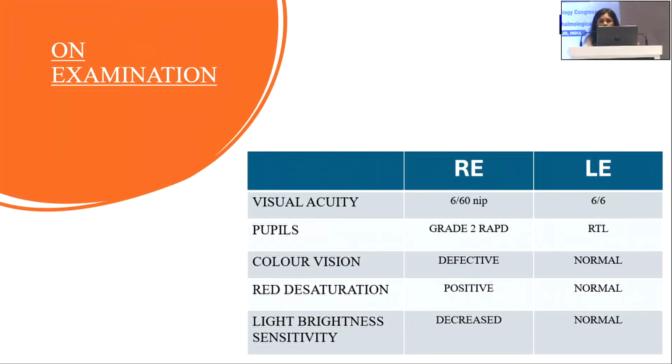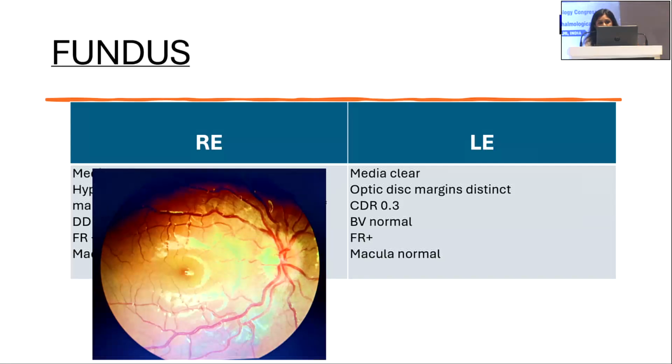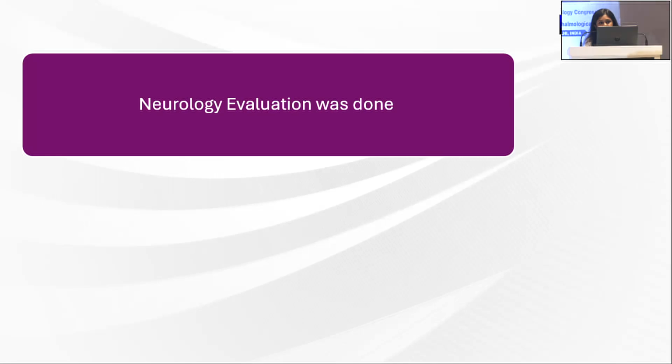On examination, in the right eye, visual acuity was 6 by 18, not improving with pinhole, and pupils showed grade 3 RAPD. Color vision, red desaturation, and light brightness sensitivity were all abnormal, and the left eye was normal. Fundus of the right eye showed a hyperemic edematous disc with blurred margins and peripapillary edema up to half disc diameter area around the disc. This is the right eye fundus picture, and the left eye was normal.